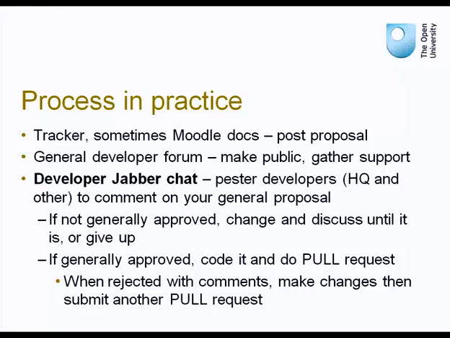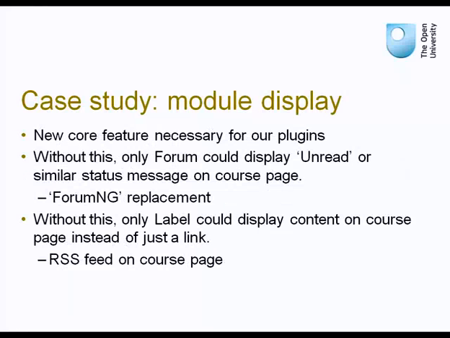So if it's not generally approved, then you can change it, discuss it again till it is, or give up. If it is generally approved, you can code it and do a pull request. And then when they don't like it, you can change it again and do another pull request. So that's what actually happens in the process. And I am coming up to an example for when that didn't make too much sense.